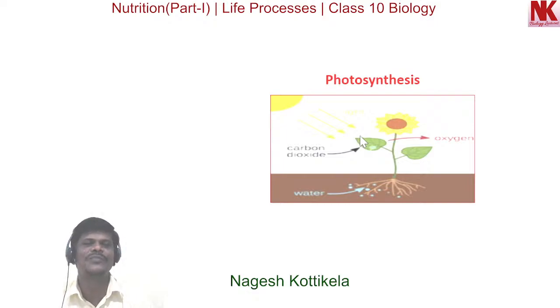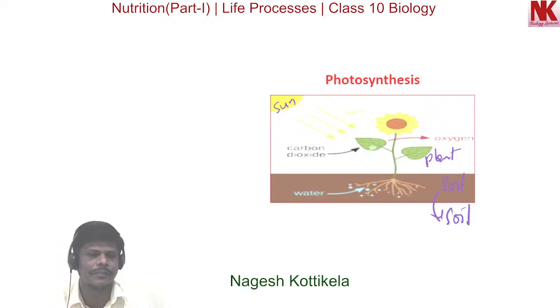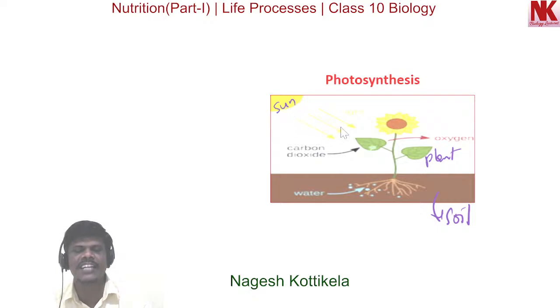In autotrophic nutrition, one important phenomenon is photosynthesis. You can see this picture. What do you understand from this picture? You can see the sun here. This is a plant, and this is soil. What are the other things that we find in this picture? You can see this is a leaf of a plant and it is absorbing light energy.